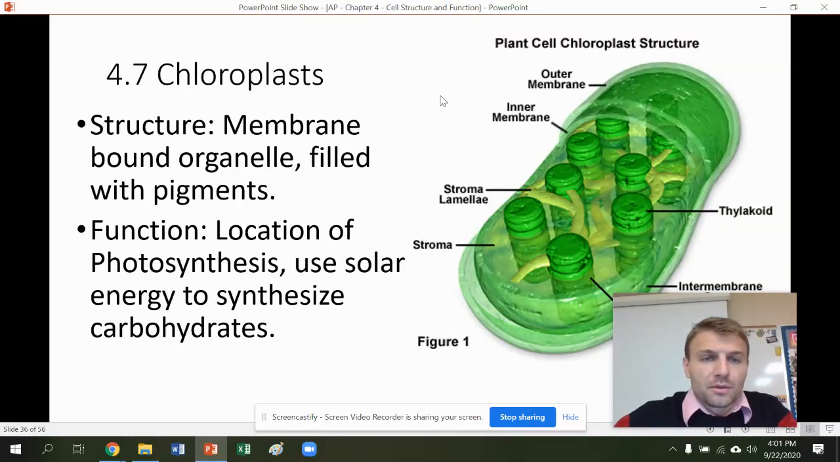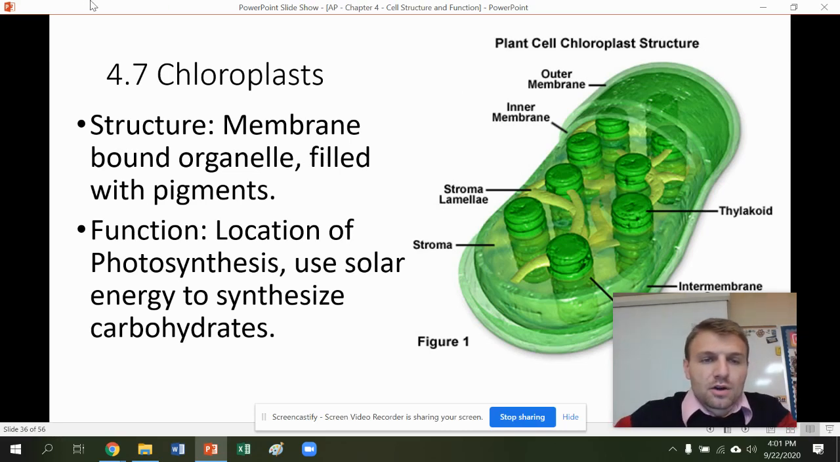Chloroplasts are probably one of the cooler organelles that we're going to go over in this chapter. I only go over chloroplasts very roughly here just because we go over the structure and the function of chloroplasts much more in depth when we go over cellular respiration and photosynthesis. So, particularly photosynthesis for chloroplast.